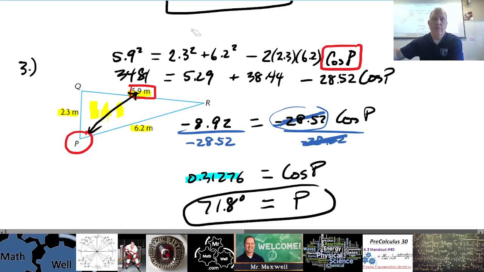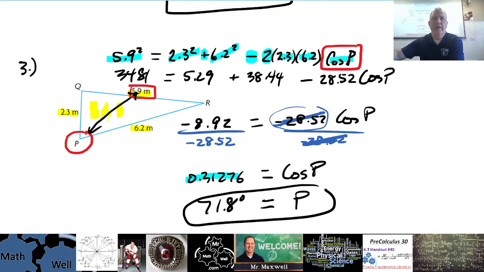I know this has got to look like Pythagoras right here. So if I've got 5.9 here, guess what? Equals the other two sides squared and added. Okay, always the same there. Then I'll do a minus and a 2 times the sides that I squared on the same side there, these two sides, cos P. So now here's where it gets a little tricky.